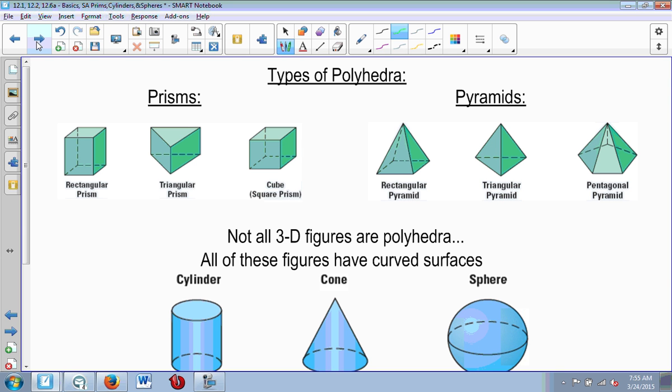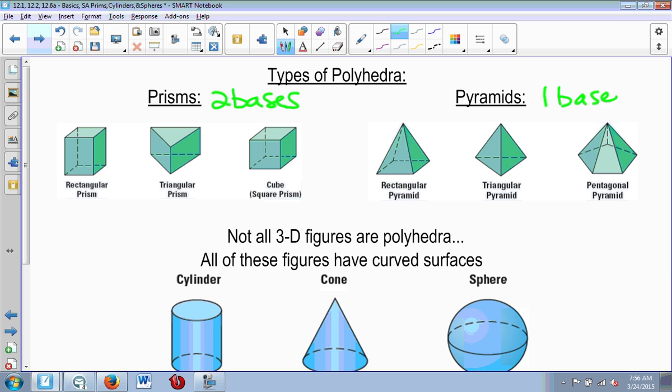This particular slide gives you just a bunch of ideas of what these things are going to look like. Remember, prisms are two bases, and pyramids are one base. That's the difference between the two. So you've got a rectangular prism, you've got a triangular prism, and then a square prism, which is also called a cube. Remember, these prisms are named by the shape of their base.